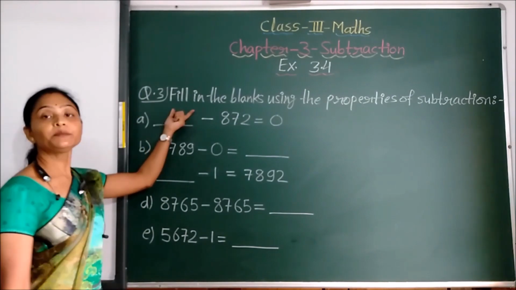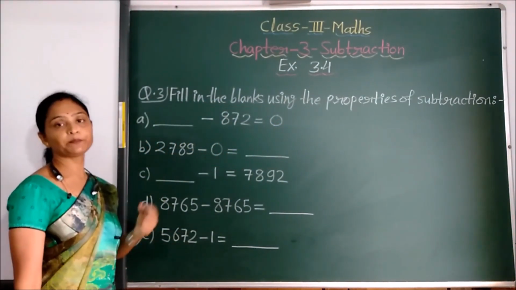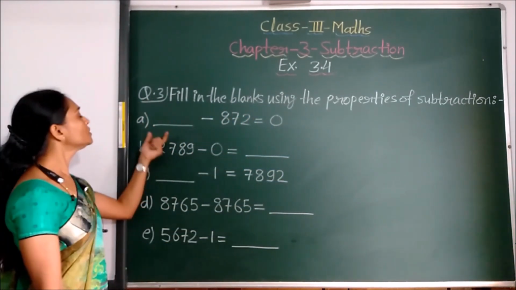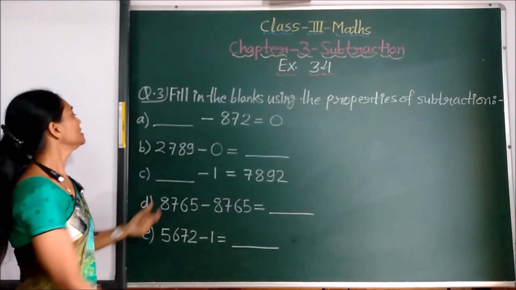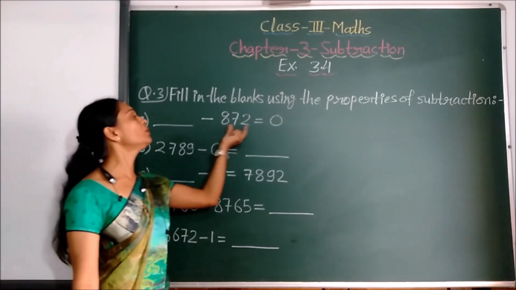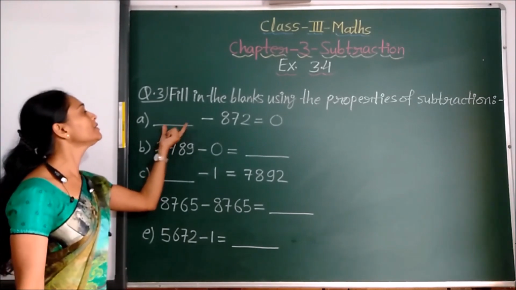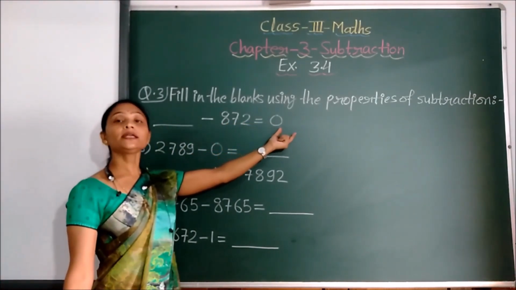Now let's see question number 3. Fill in the blanks using the properties of subtraction. So see, one by one we will see which property is used in which question. This is fill in the blank minus 872 is equal to 0. Means which number we are subtracting with this 872, then we are getting 0.